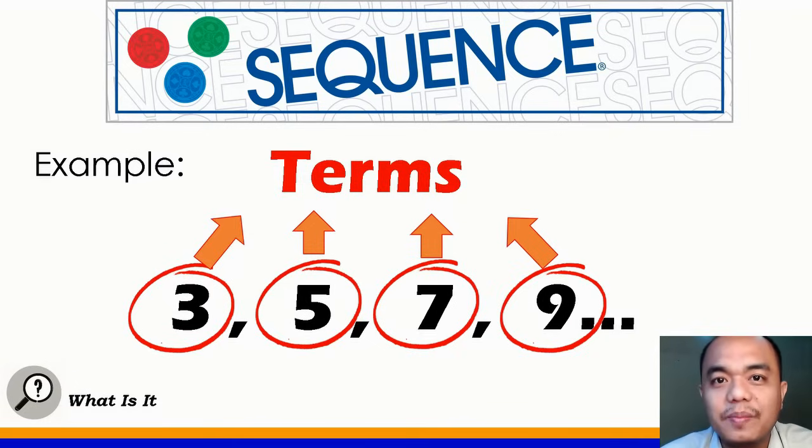Is that clear? Huwag malito. Kung may mga books na element ang tawag, it's okay. May mga books din na member ang tawag. But then, ang common na tawag sa mga number ay term. Is that clear? Okay, very good.